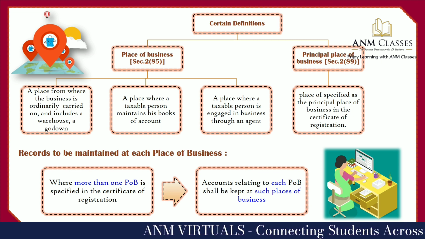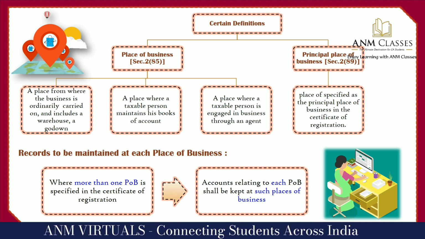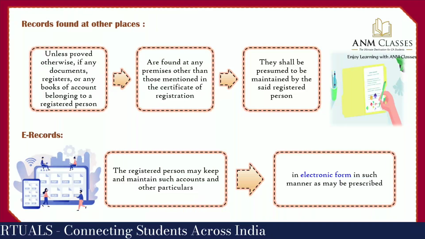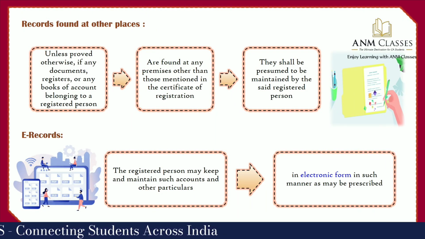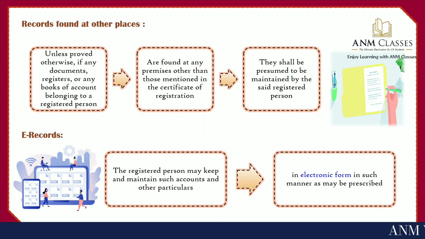So நீ எத்தனை place of business registrationல சொல்றியோ அந்தந்த place ஓட books of accounts அதே இடத்துல நீ மெயின்டைன் பண்ணனும். That's what 35 subsection 1 is all about. What is 35 subsection 1? List of records, place of maintenance of such records. எந்தெந்த லிஸ்ட் நான் மெயின்டைன் பண்ணனும், எந்த இடத்துல நான் மெயின்டைன் பண்ணனும்.